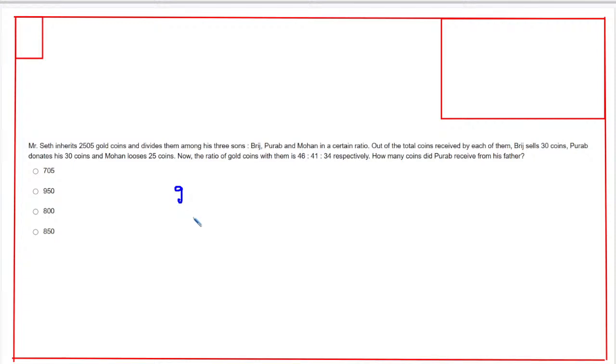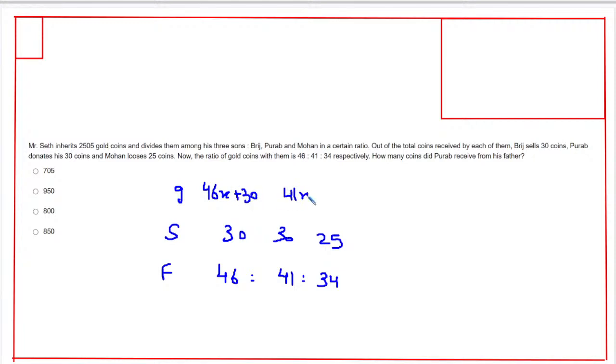so initially there were some amount. Some has been spent, 30 coins, 30 coins and 25 coins. And the final is in the ratio of 46 is to 41 is to 34. So I can say the initial it is 46x plus 30. Similarly, 41x plus 30 and 34x plus 25. Adding all of them will be equal to 2505.